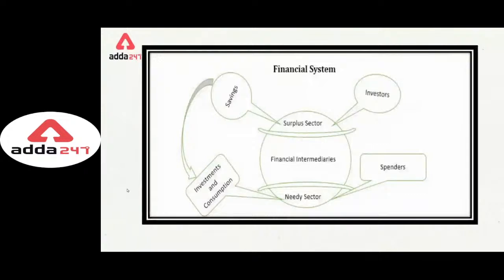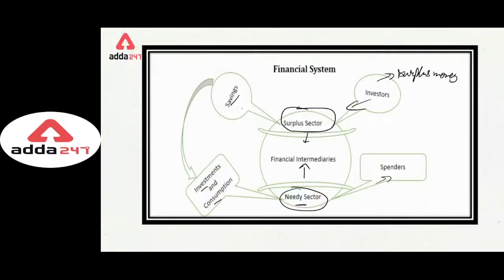So this is a simple diagram of the financial system. Here we have a surplus sector who have more money, and we have a needy sector who needs money. Between them, there are financial intermediaries. It can be a bank, it can be an insurance company, it can be anything. Now, the surplus sector has certain savings. The surplus sector is doing savings. These savings are converted into investment and consumption and given to the needy sector. The needy sector spends this money on their needs. Okay, and the surplus sector also gets money from investors. So there are certain investors, meaning people who have surplus money.